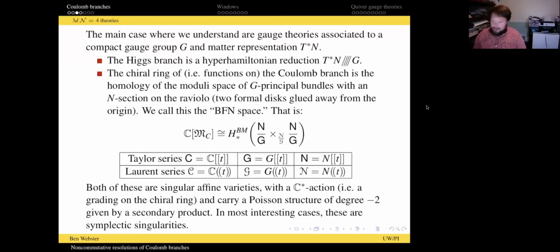These are both singular affine varieties. They have a C star action and have a Poisson structure of degree -2, which in physics comes from a secondary product.